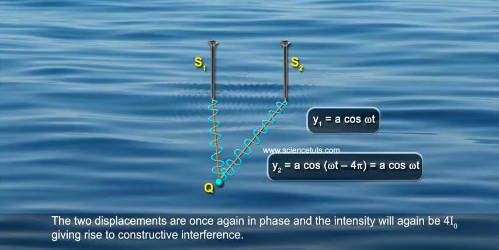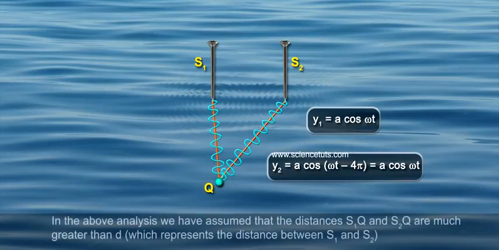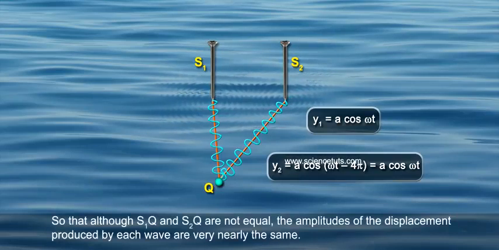The two displacements are once again in phase, and the intensity will again be 4I0, thus giving rise to constructive interference. In the above analysis, we have assumed that the distances S1Q and S2Q are much greater than d, which represents the distance between S1 and S2, so that although S1Q and S2Q are not equal, the amplitudes of the displacement produced by each wave are very nearly the same.